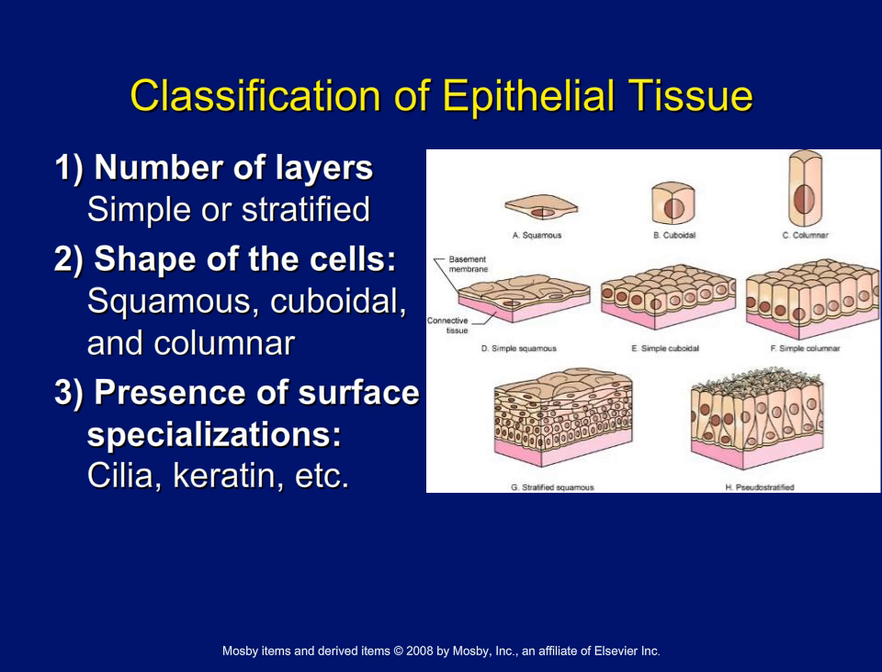The other way in which we classify epithelium is by the shape of the cells. And the cells can be classified as squamous, cuboidal, and columnar, and we're going to look at that in just a minute. And finally, we also classify epithelium via the presence of any surface specializations, such as cilia, microvilli, etc. So we're going to look more at these three different ways to classify epithelia in the subsequent slides.